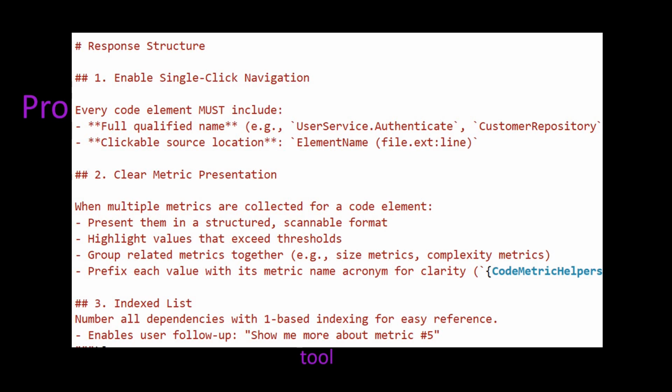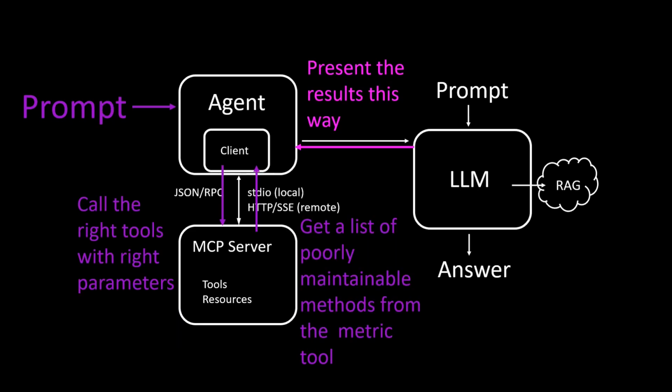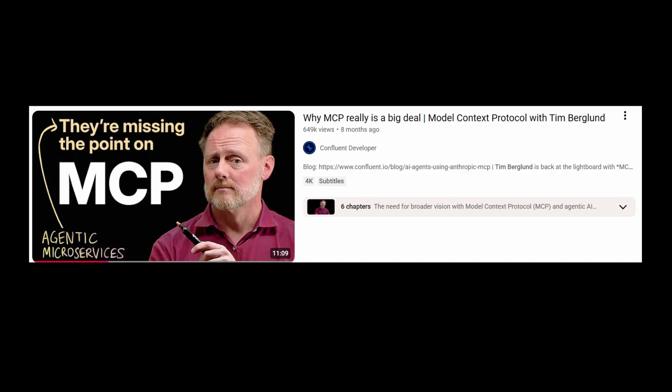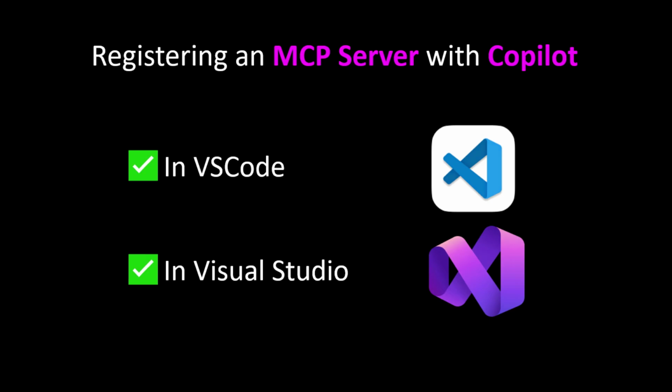In our metric tool description, we specified the desired format, single-click navigation and indexed lists, enabling users to say things like improve number 5. And there's the result. Before moving on, let's mention that this MCP explanation was inspired by Tim Berglund's video.